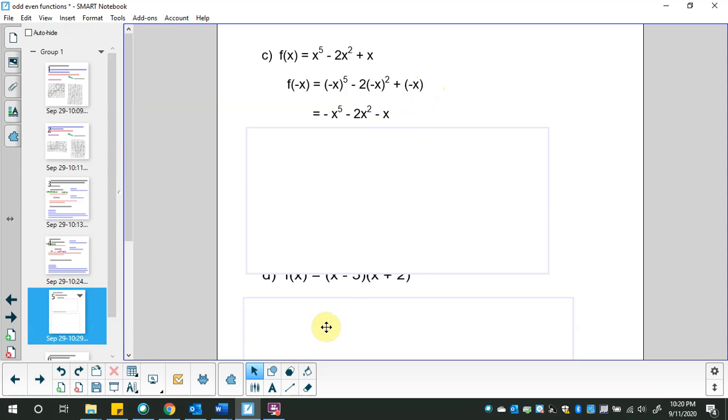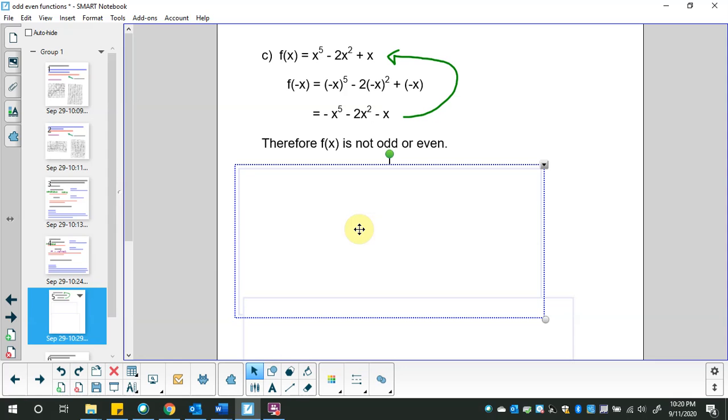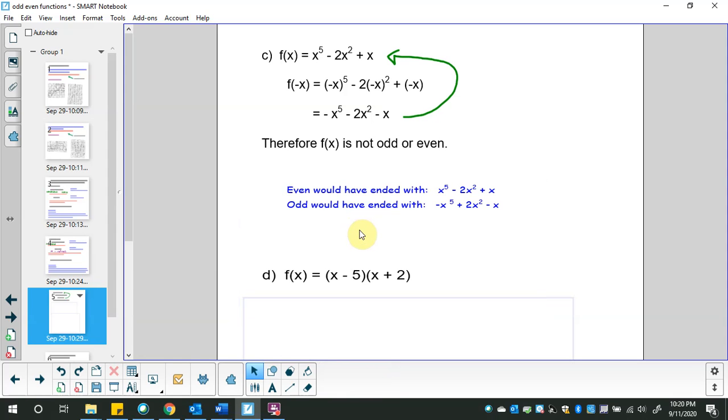And if you take a look at that and compare it to the original, the first term changed signs, the last term changed signs, the middle term did not change signs. So this isn't even, because it isn't exactly the same, and it isn't actually odd either, because if it was odd, every sign would have changed. So that means I get to say it's not odd or even, or I can say it's neither.